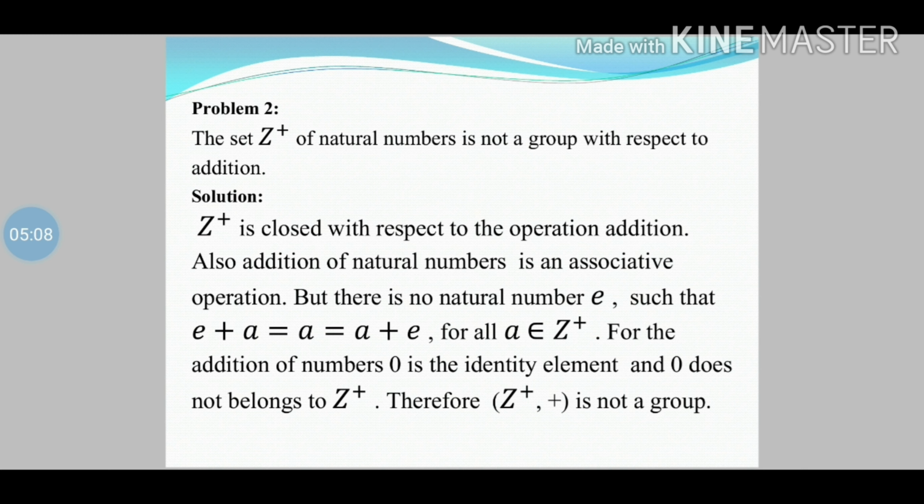That is, if we take any three numbers a, b, c in Z plus, then (a plus b) plus c is equal to a plus (b plus c). So the associative property is also satisfied in Z plus. Then which property is violated? We cannot find an identity element e such that e plus a is equal to a is equal to a plus e, because 0 is the additive identity, but 0 does not belong to the set of all positive integers. Therefore, the set of all positive integers under addition is not a group.